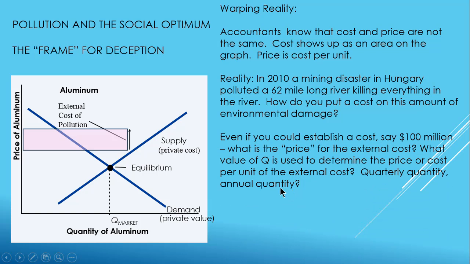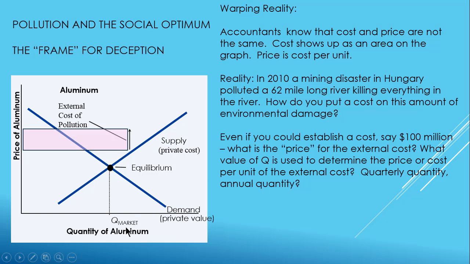So even if you could establish a cost, let's say it was $100 million to clean up this river, okay, that means this little box is worth $100 million, okay, then what is my value? What is my quantity that I use to determine price? Because cost divided by quantity gives me price.